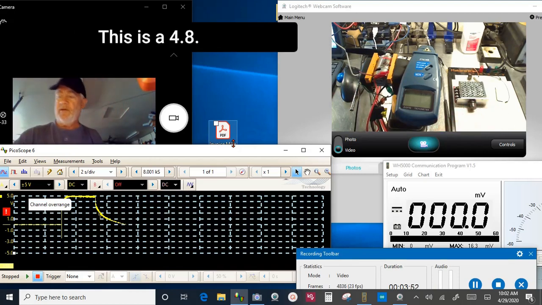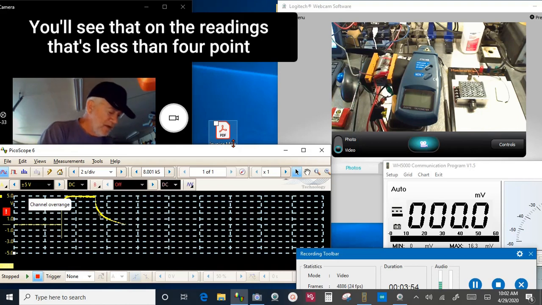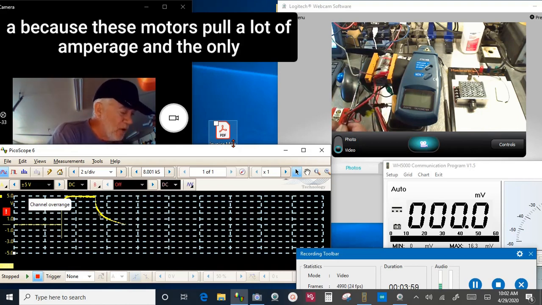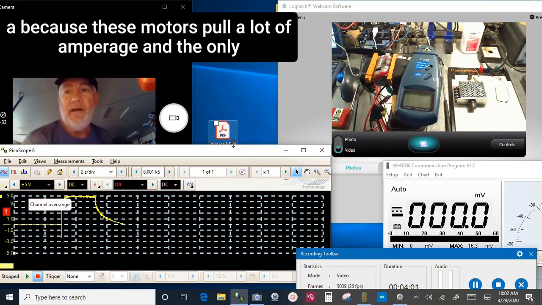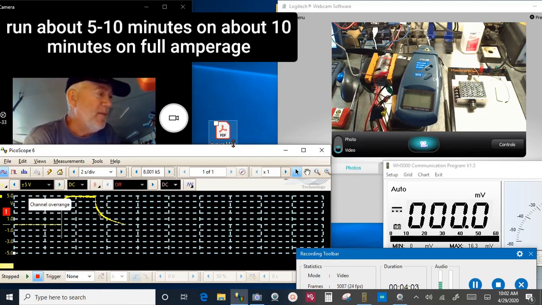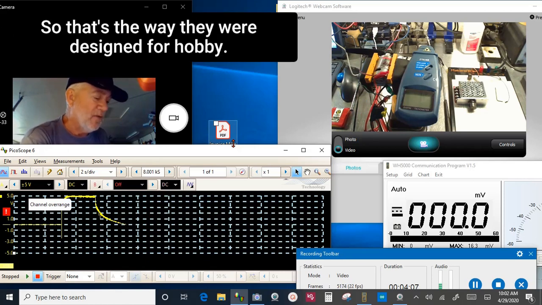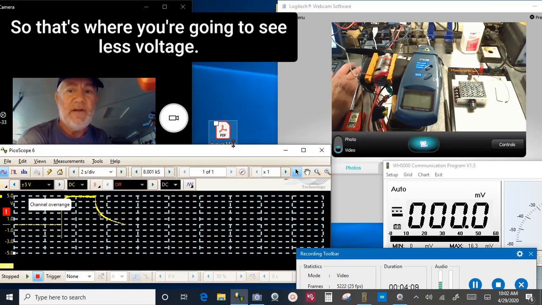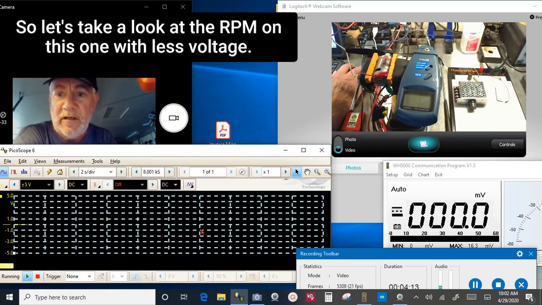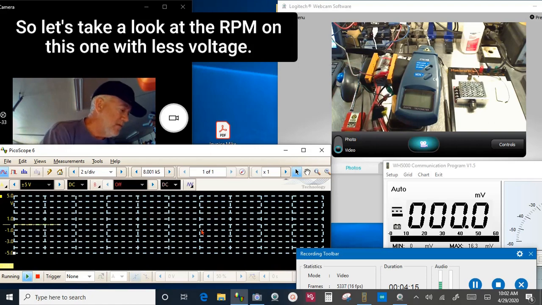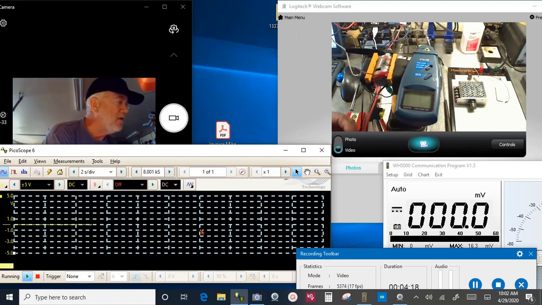I lost my battery. This is a 4.8. You'll see that on the readings it's less than 4.8 because these motors pull a lot of amperage, and they only run about 10 minutes on full amperage on a battery pack. So that's the way they were designed for hobbies. So that's why you're going to see less voltage. So let's take a look at the RPM on this one with less voltage.